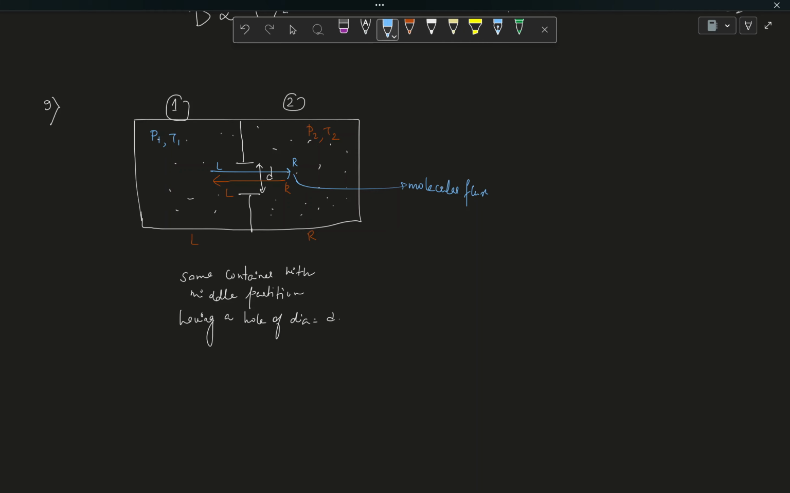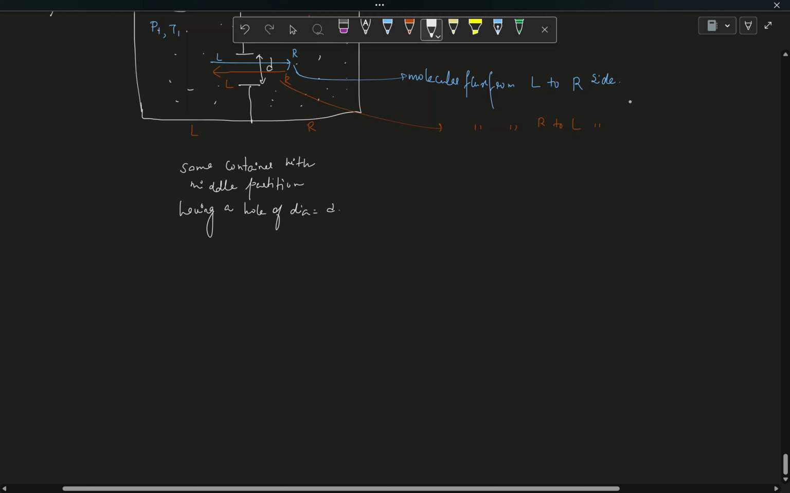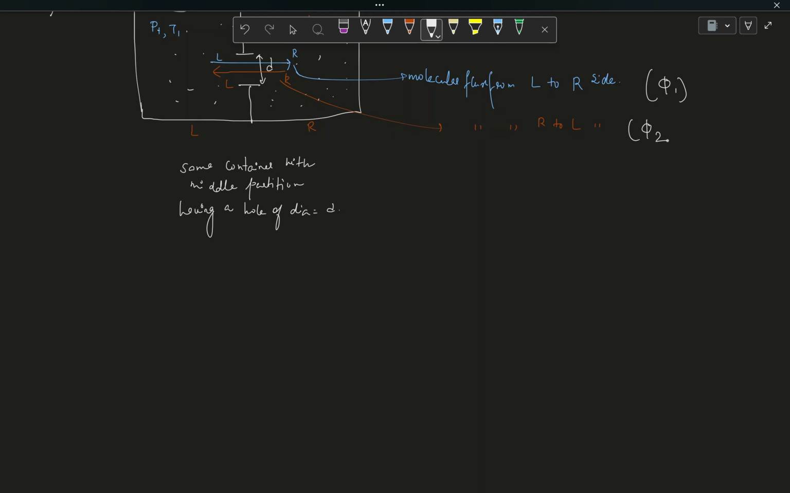So the blue one is molecular flux from left to right side, and the red one is molecular flux from right to left side. Okay, then let's say that the molecular flux from left to right we mention as phi 1, and the molecular flux from right to left we mention as phi 2. So phi from left to right is denoted as phi 1, and phi from right to left is denoted as phi 2, where phi means a molecular flux.